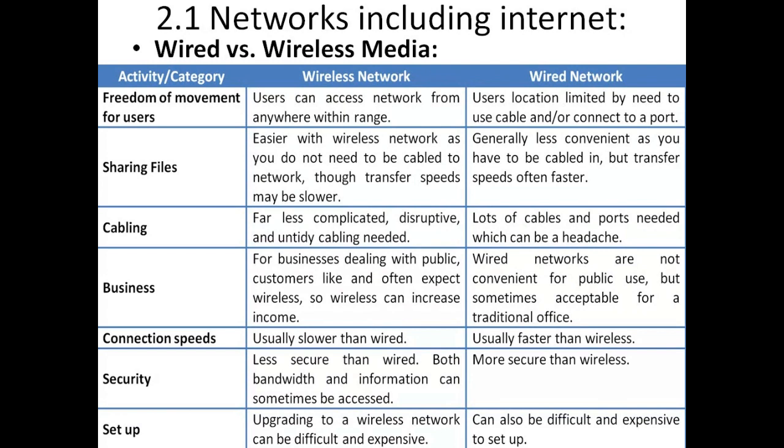Sharing a file is easier with wireless networks, as you do not need a lot of cabling to do it. However, in a wired network, it is less convenient, but it has better security or better speed. Transfer speed is often faster. Cabling, you require very less cabling in wireless networks, but a lot of cable is required and ports are required in wired network, obviously.